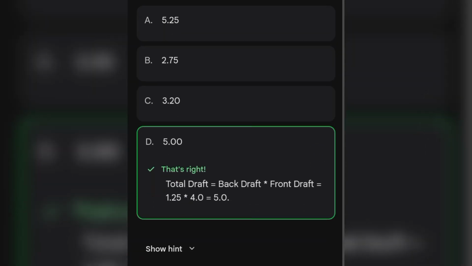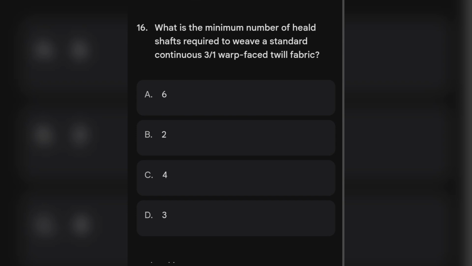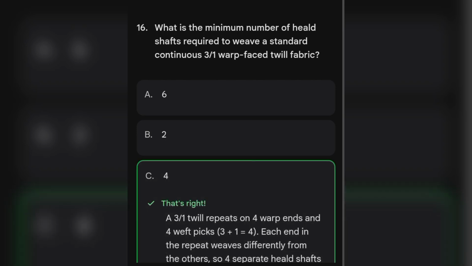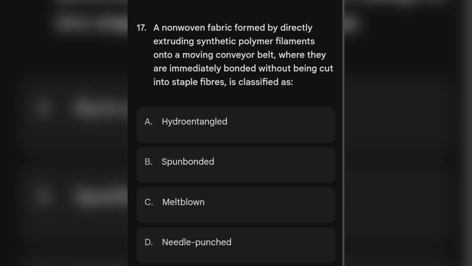You can look at that. What is the minimum number of heald shafts required to weave the standard 3 by 1 twill weave? So it is a very basic question. The number of heald shafts here is 4.